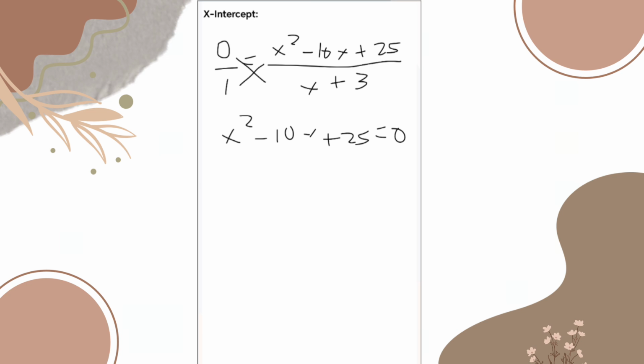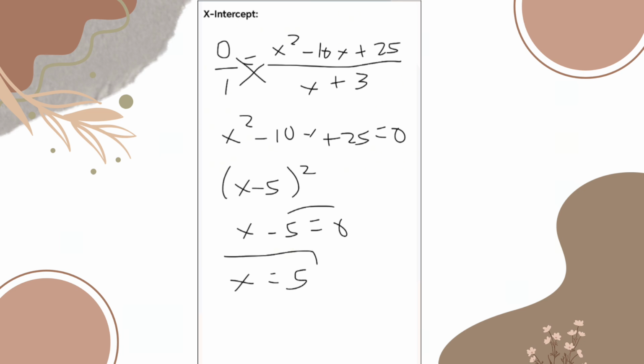Then since we have this quadratic equation, we can solve for x by factoring. So let's put x and 5. Then since the middle term is negative, we just copy the sign. Then to solve for x, equate these factors to 0. So we have x minus 5 equals 0. Then transpose, so x equals 5 is our x-intercept.